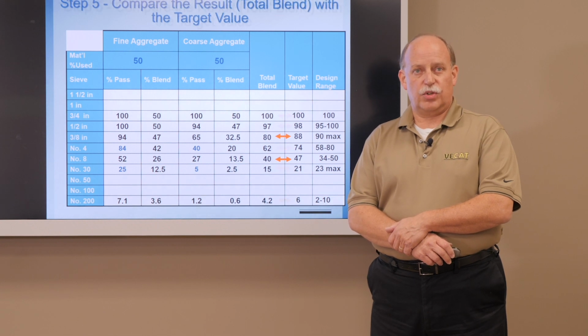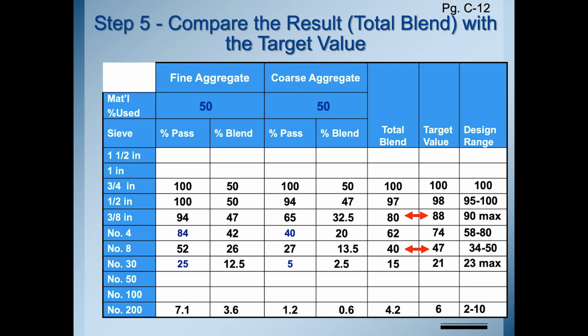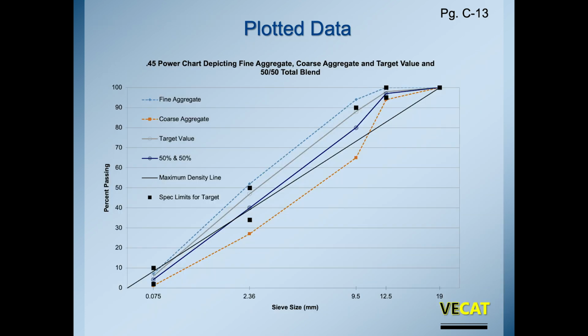So now your question is, what do you do about that? Well, the next thing we need to do is take each one of these sieves, and we recognize that, say, on the 3/8" sieve, we had a total blend of 80 when our target value was 88. So we take that and plot that on the 45 power curve that we had just a minute ago, and you see that our target line is well above what our 50-50 blend line was able to produce. We're looking for a line that would almost fall right on top of that target value line. So we need to make an adjustment.